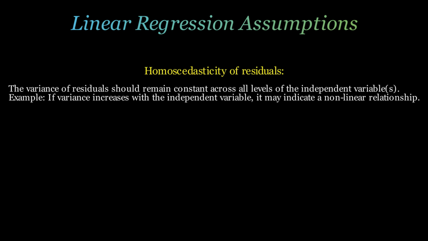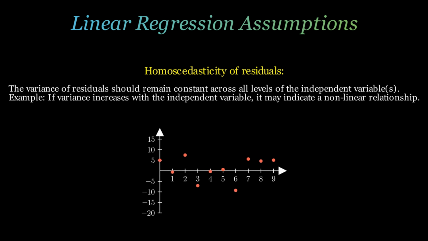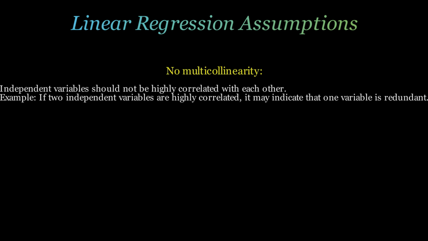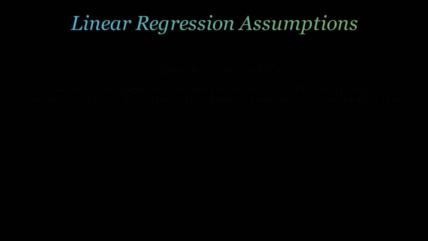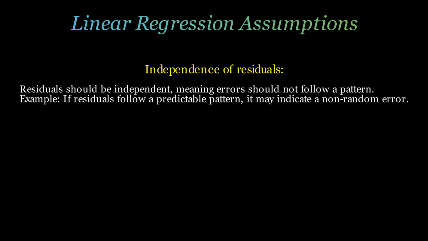The third assumption is homoscedasticity. This means that the variance of residuals remains constant across predictions. The fourth assumption is no multicollinearity. Independent variables should not be highly correlated with each other. The fifth assumption is the independence of residuals. Residuals should not follow a predictable pattern.